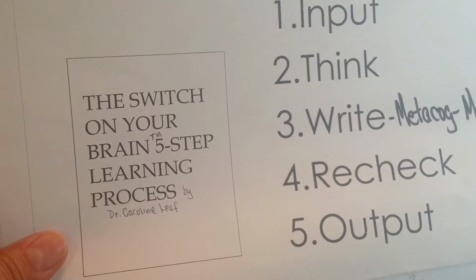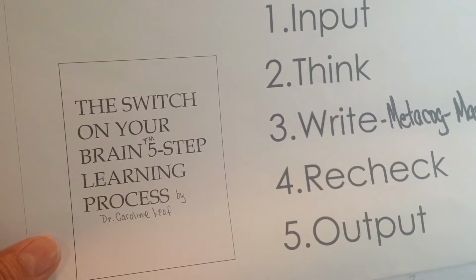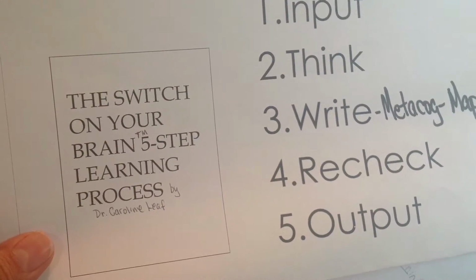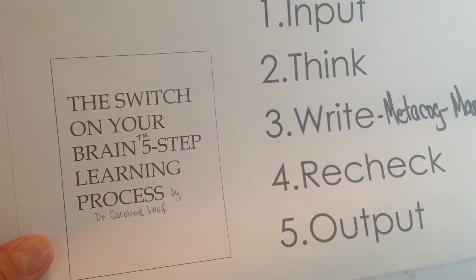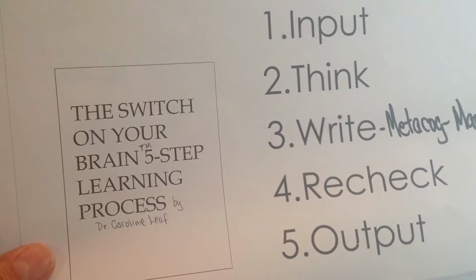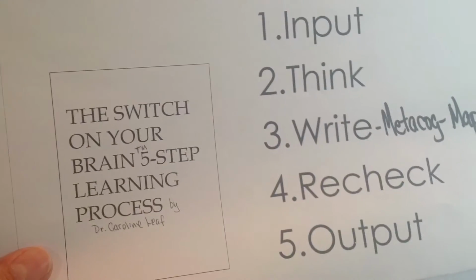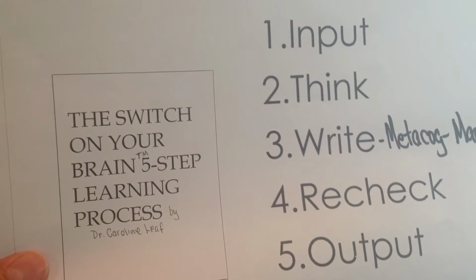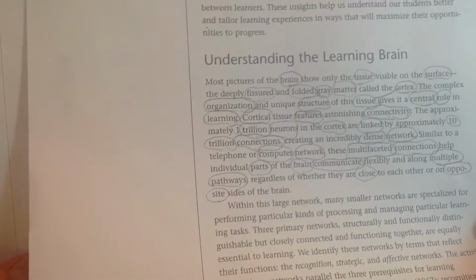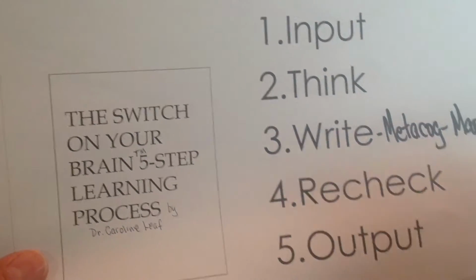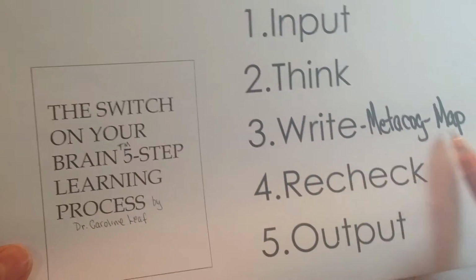Welcome to my second video on the Switch on Your Brain 5-Step Learning Process, a trademark process by Dr. Caroline Leaf. On our first video, we read this paragraph and we talked about the first two steps, which were input and think. Now we're going to take the circled concepts from this paragraph and we're going to go on into the third step, which is writing the Metacog Map.